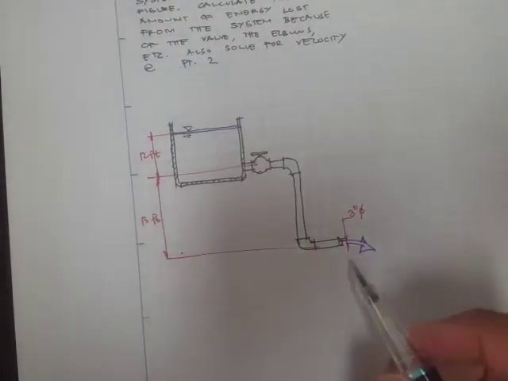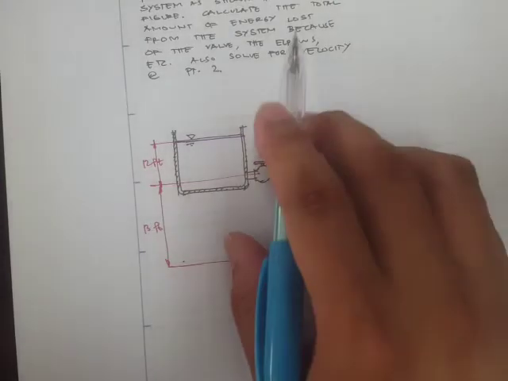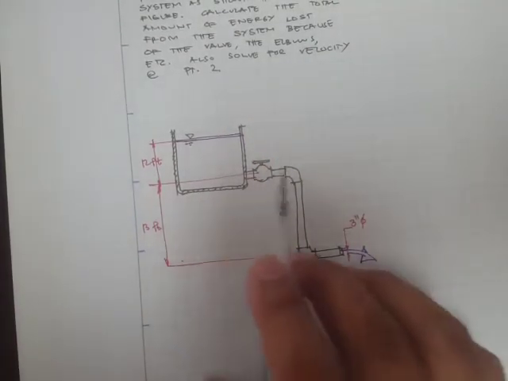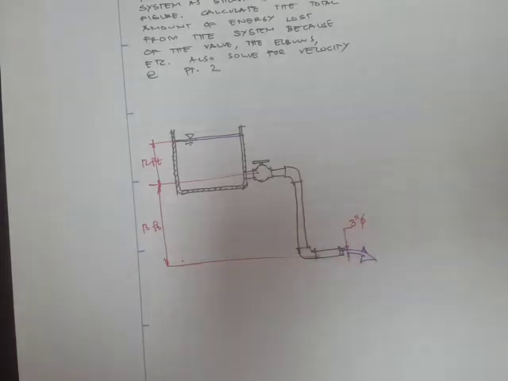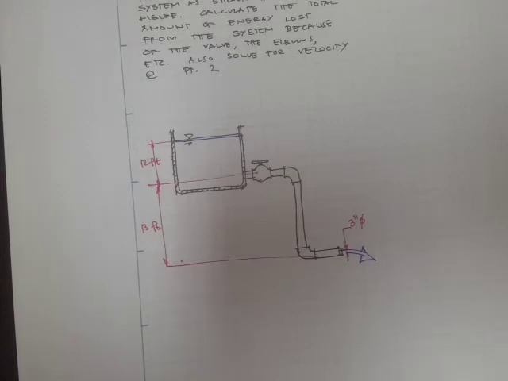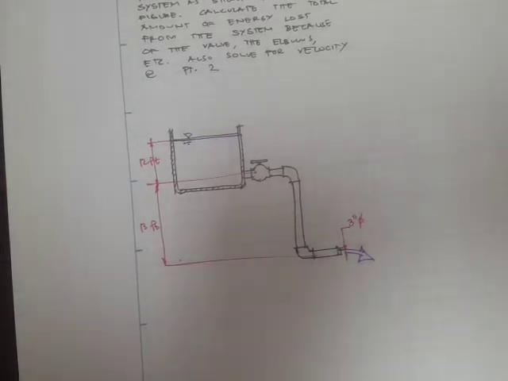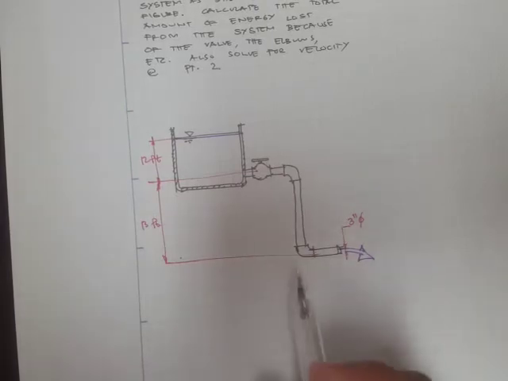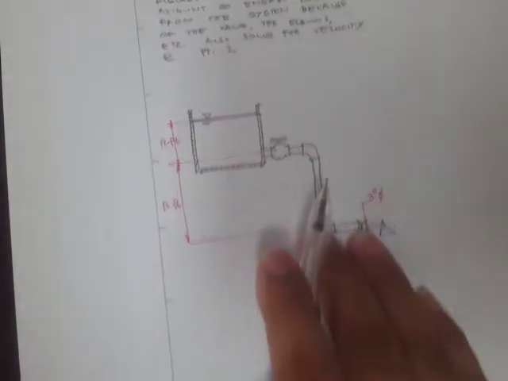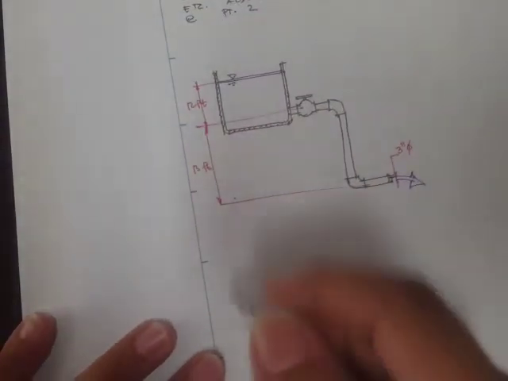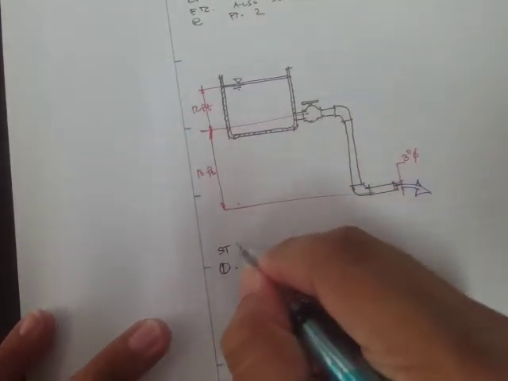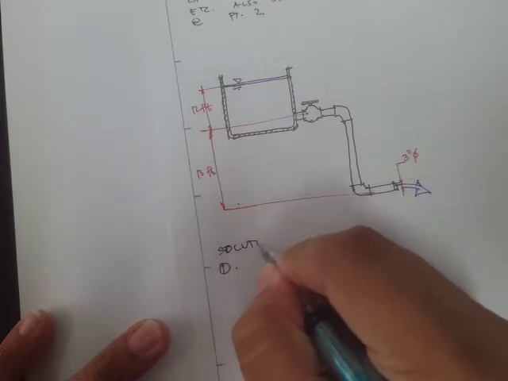So the energy loss would just be due to the friction along the pipe wall. Okay, there's no pump, there's no turbines, and therefore the only term that's left is the losses due to pipe friction. All right, so the first step to do is solution.